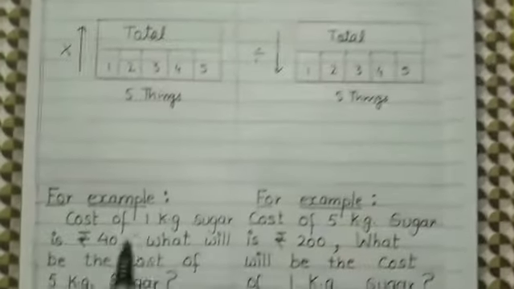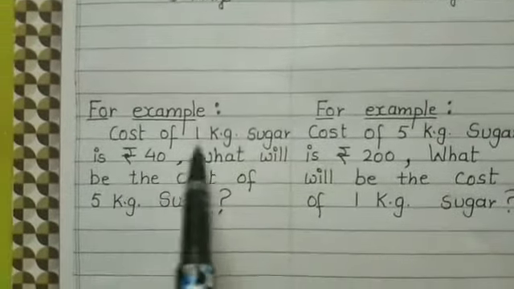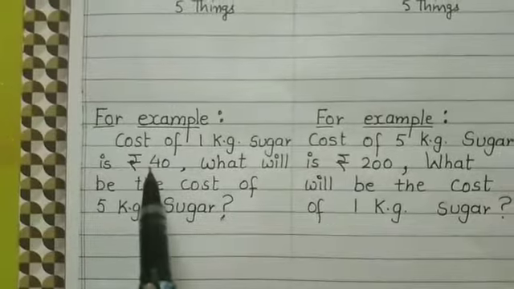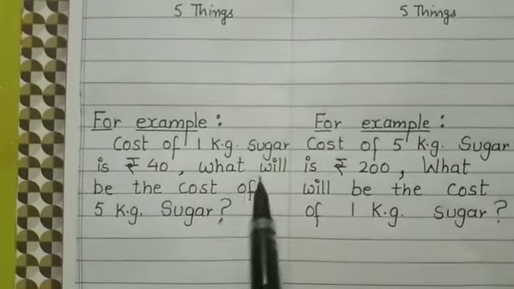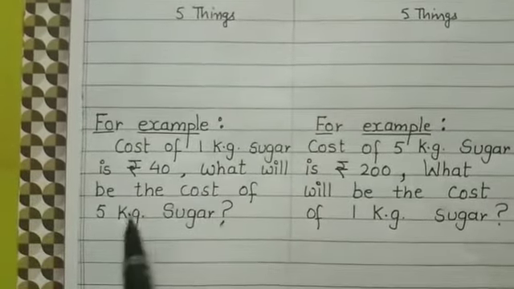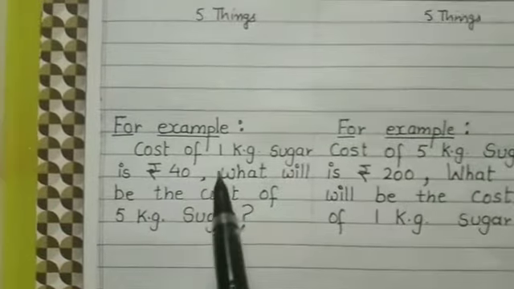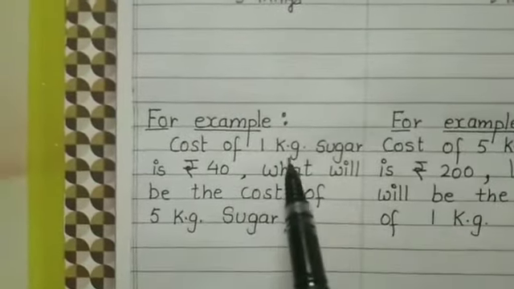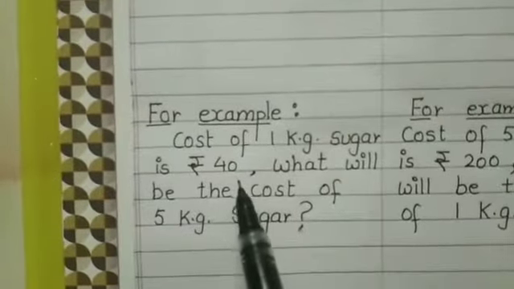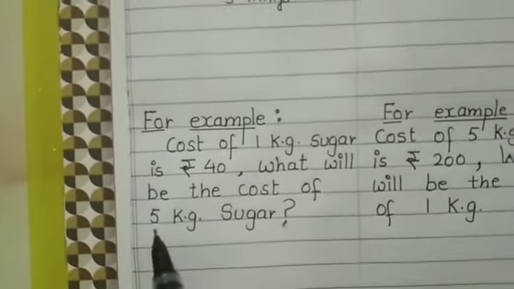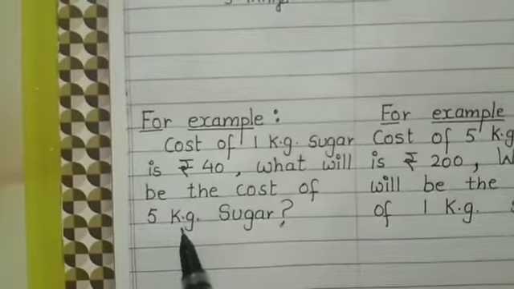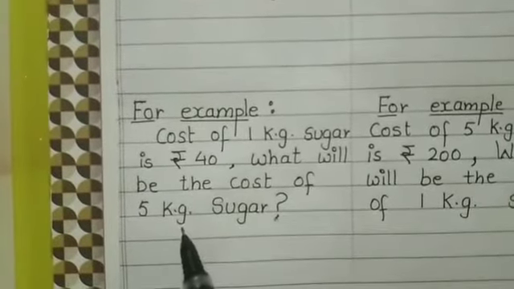For example, the cost of 1 kilogram sugar is rupees 40. What will be the cost of 5 kilogram sugar? In this question, information about 1 kilogram sugar is given and we have to find the cost of 5 kilogram total. So we multiply here.